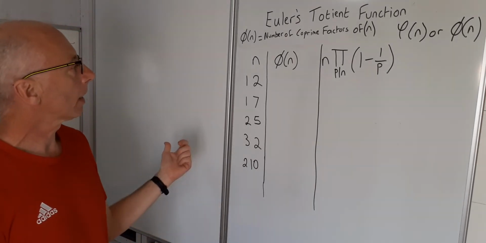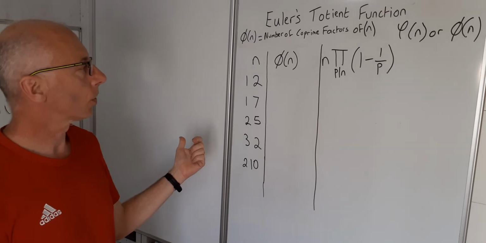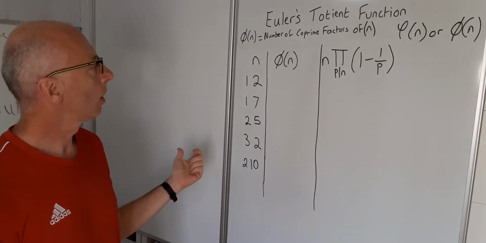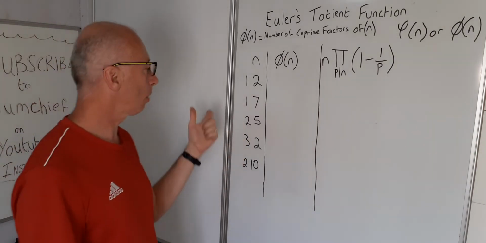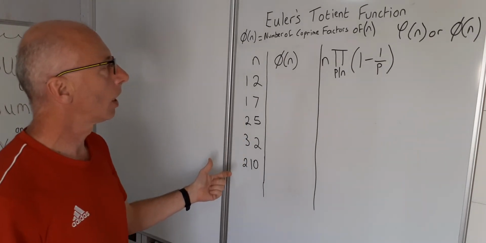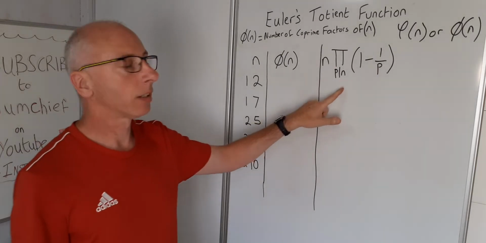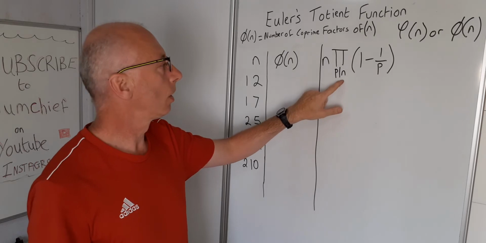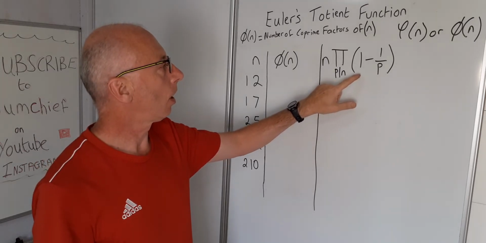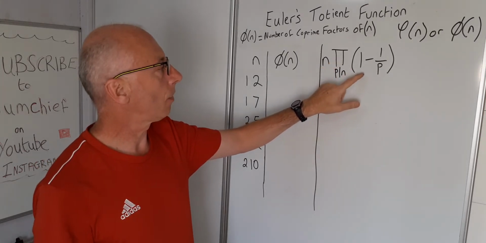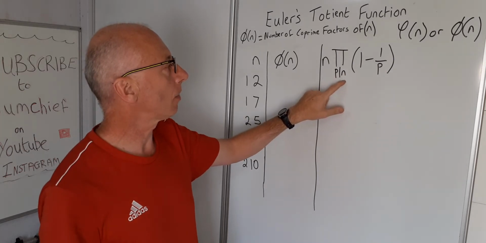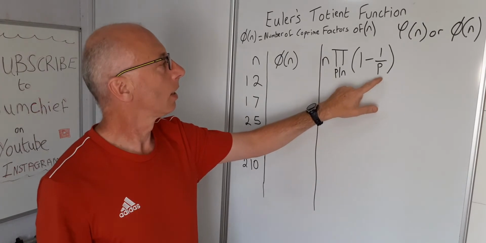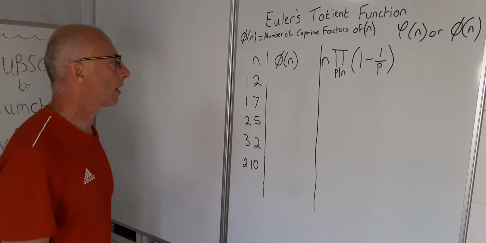Okay, so we're going to look at how to calculate some of these functions and what it means, and there's two different ways of calculating them. First of all, there's the brute force way, that's just finding all the coprime factors, or there's this formula here, where n times the product over all the prime factors of n, so each one of those p you multiply by 1 minus 1 over p. We'll come to that in a minute and I'll show you how that's done.